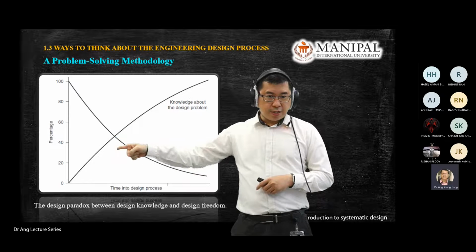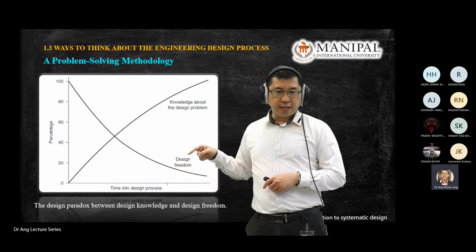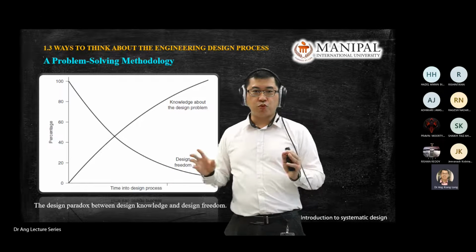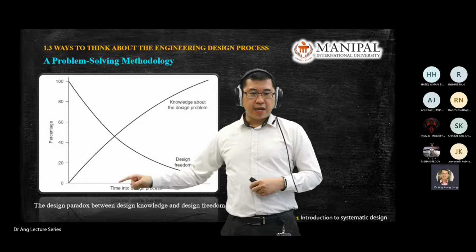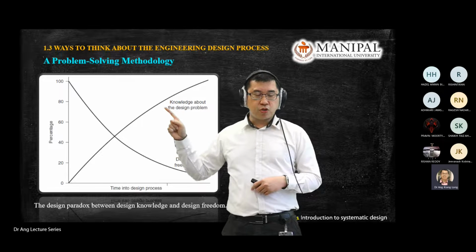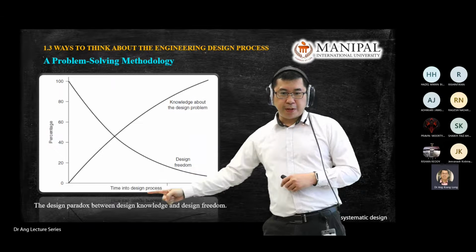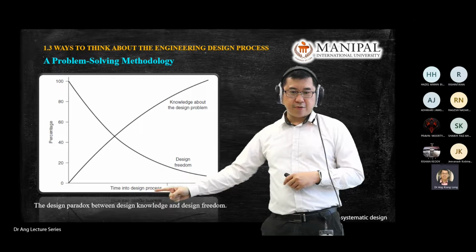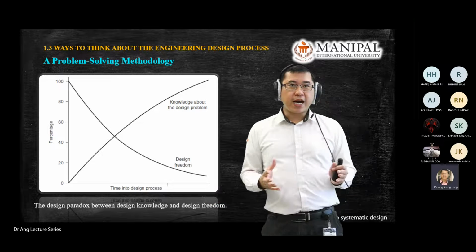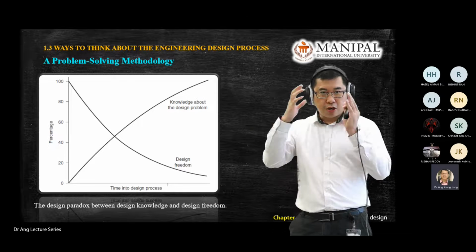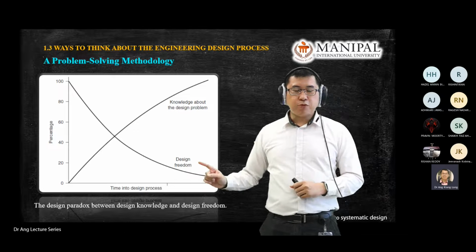As you can see here, the origin there, 0. When you start the project, the freedom is 100%. It means you're free to give your imagination what you want to do, and your knowledge about the issue or the design is 0. And as you build your project from time to time, let's say from the first day of the go-kart project, you're excited and you have a lot of ideas. You know nothing about the go-kart, so you have freedom to design.